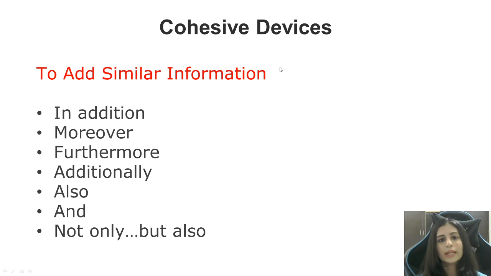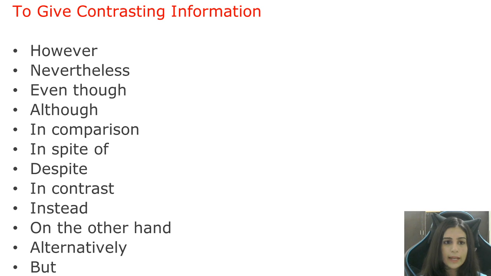So let's quickly have a look at the connectors. However, nevertheless, even though, although, in comparison, you can also use this one. Okay, in spite of, despite, in contrast, instead, on the other hand, alternatively, but. So but is the simplest one. All of us have used but in our day-to-day communication, even if it's spoken or written. So these are the words.